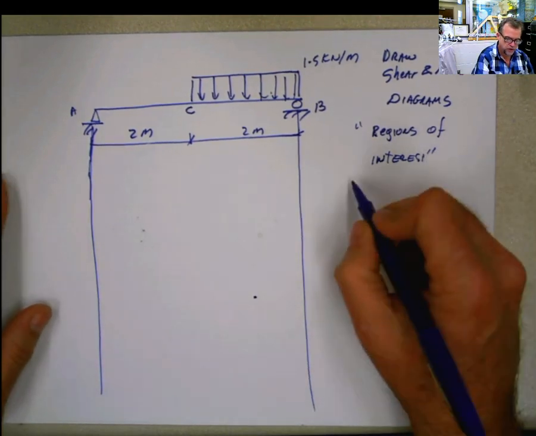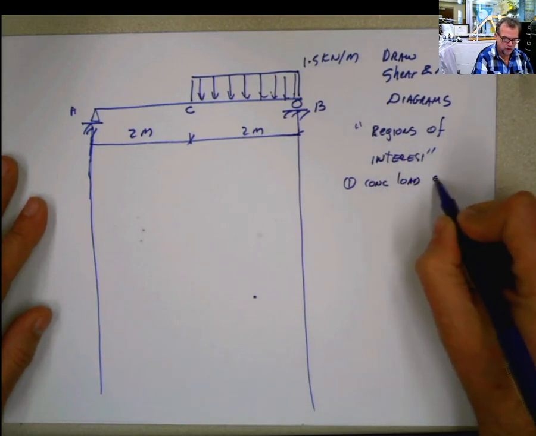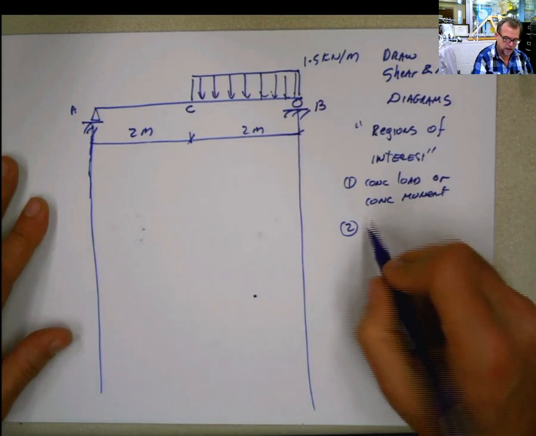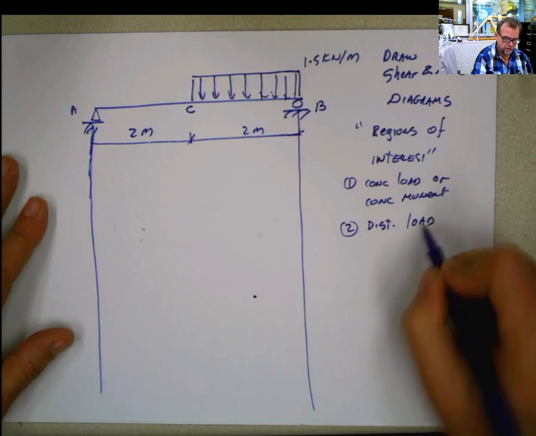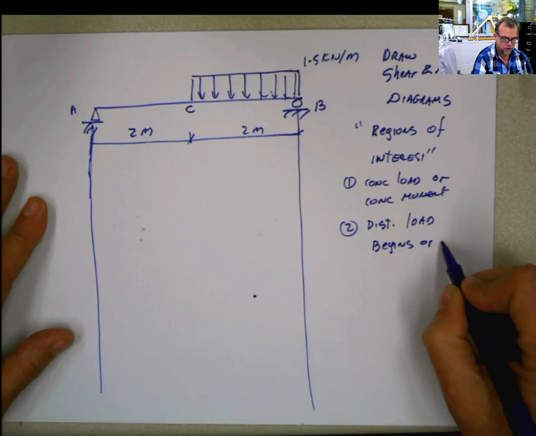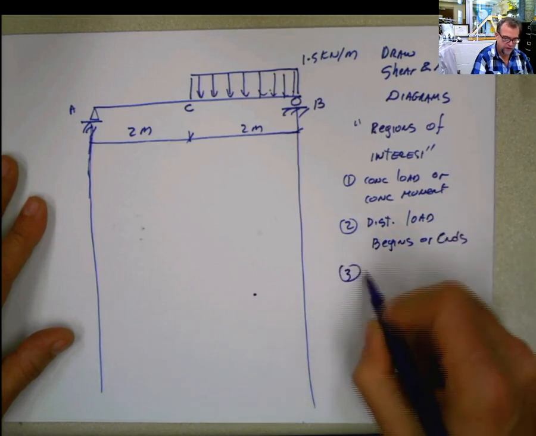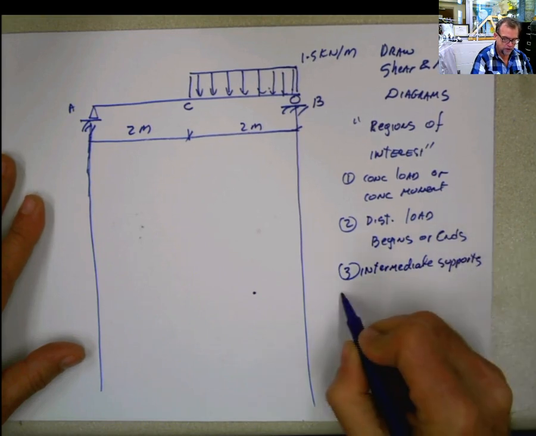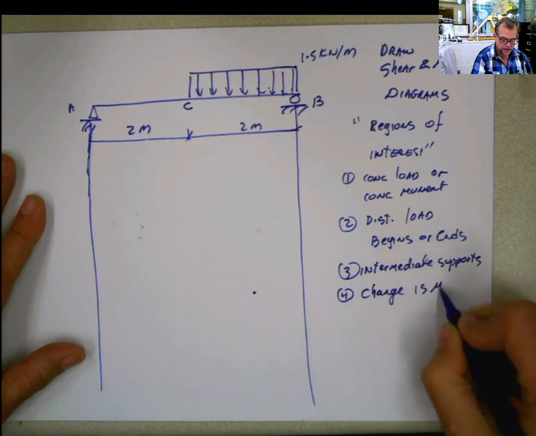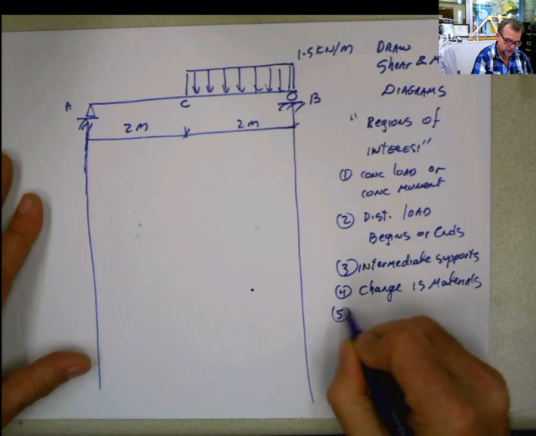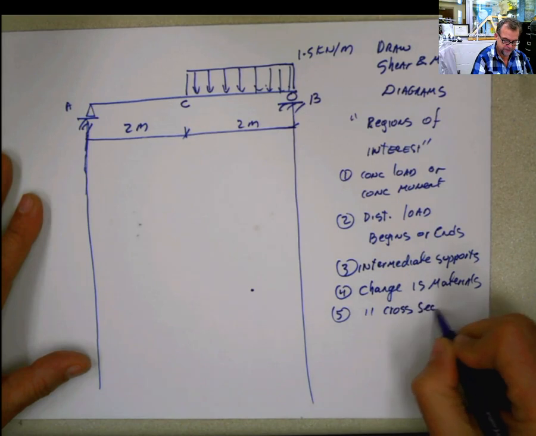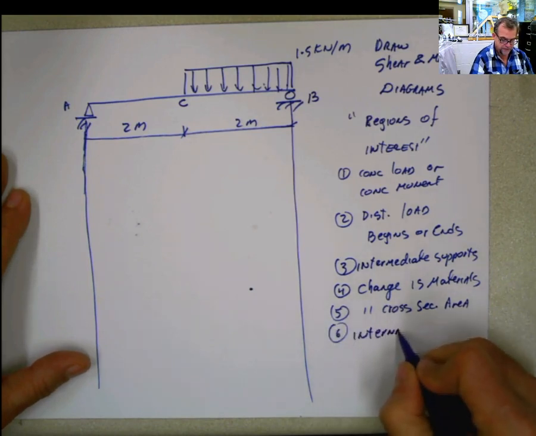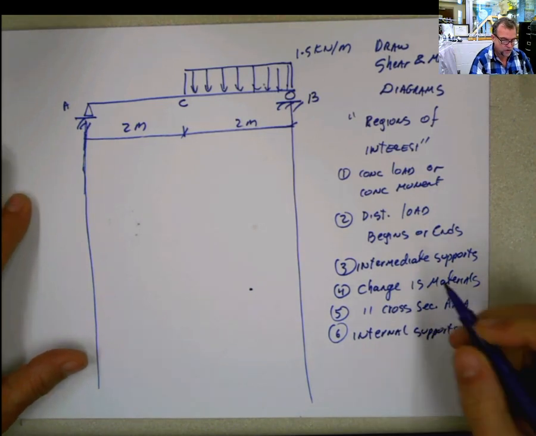Those discontinuities are those points where, first, you have a concentrated load or a concentrated moment. Second, of course, the beginning and the end are important. Third, where a distributed load begins or ends. Also wherever you have intermediate supports, a change in materials, a change in cross-sectional area, or internal supports like a hinge. In other words, wherever you have a change.